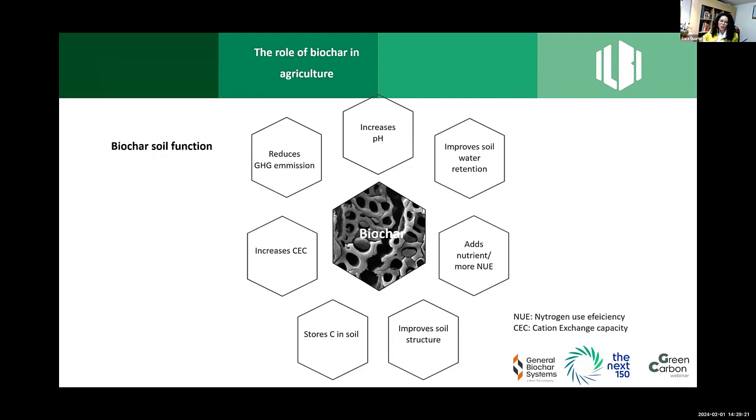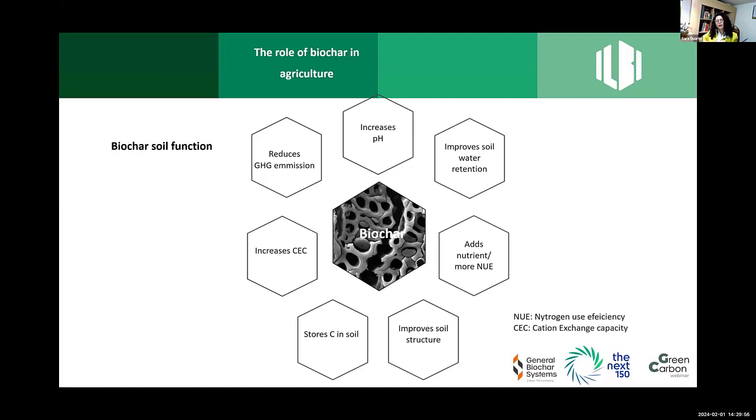And then biochar, when it is in the soil, has a lot of functions. So I have here only some of them, but as we know, there is a whole world behind biochar. Here we have that biochar could increase soil pH, because normally biochar has a pH between almost 7 to 13, and this contributes to increasing the soil pH when we put it into the soil.